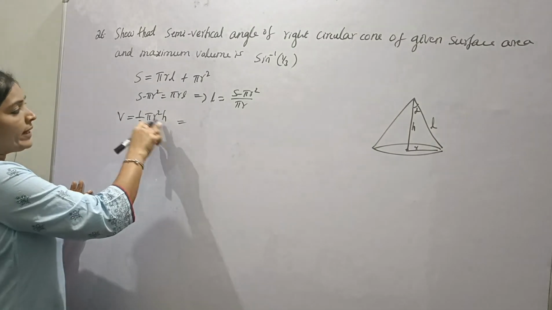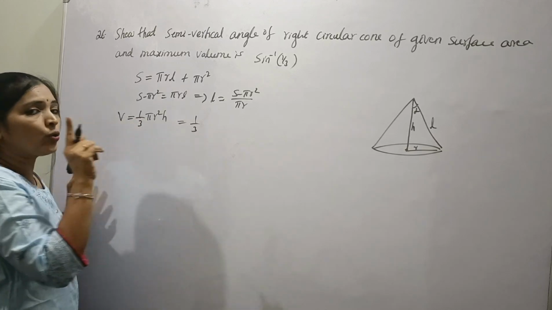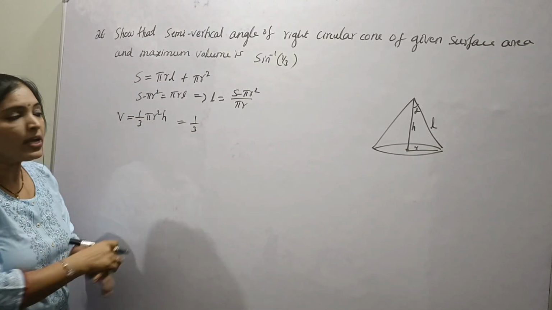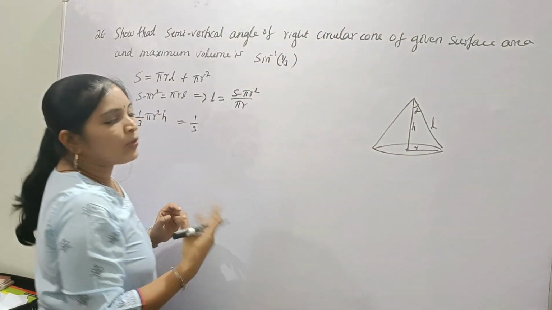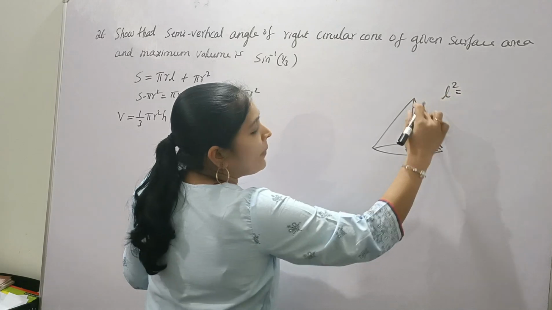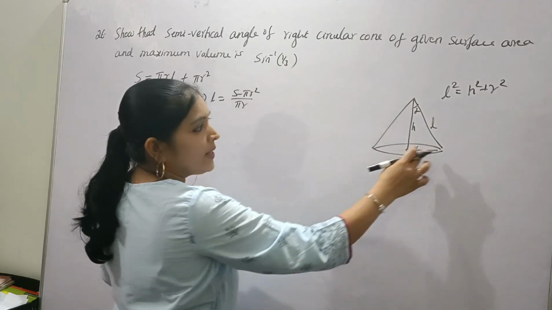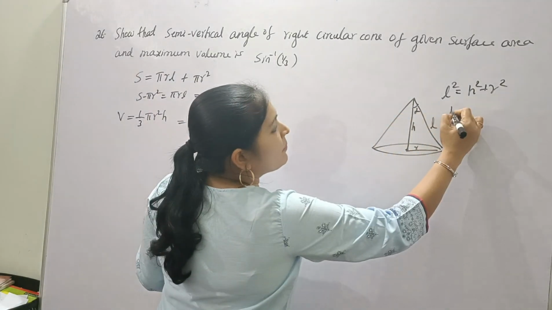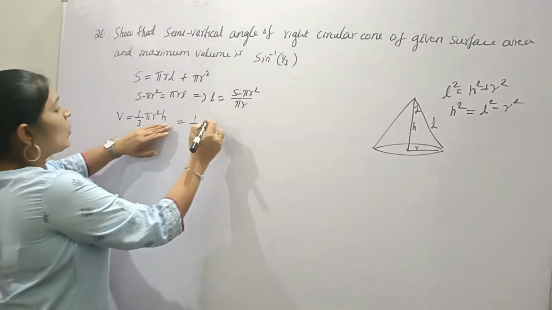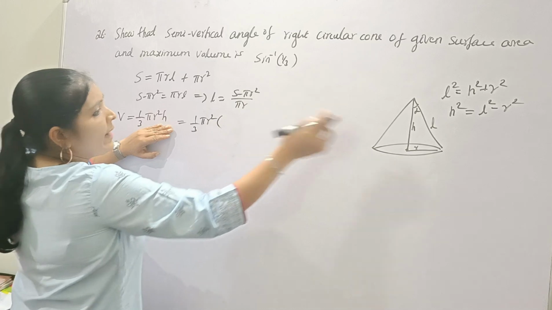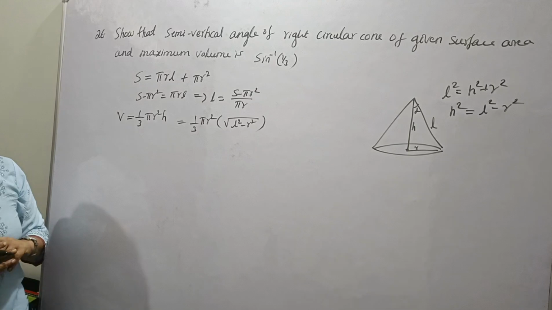Now let's substitute what h is here, because we are going to differentiate it. When we differentiate it, we should get only one variable and the others should be constant. So we have to replace h. From this figure we will get h. We know by Pythagoras theorem that L square is equal to h square plus r square. It's a right angle triangle. So from this equation we get h square is equal to L square minus r square. So h is the square root of L square minus r square. We have to differentiate it, right?